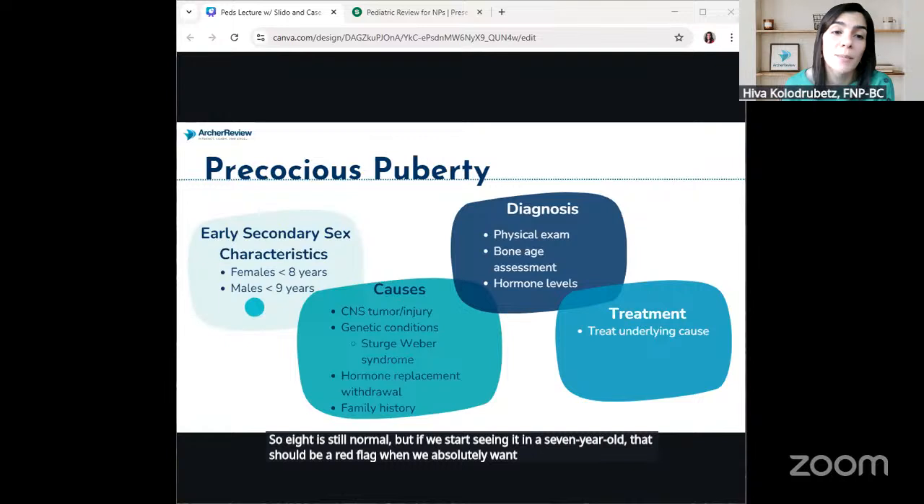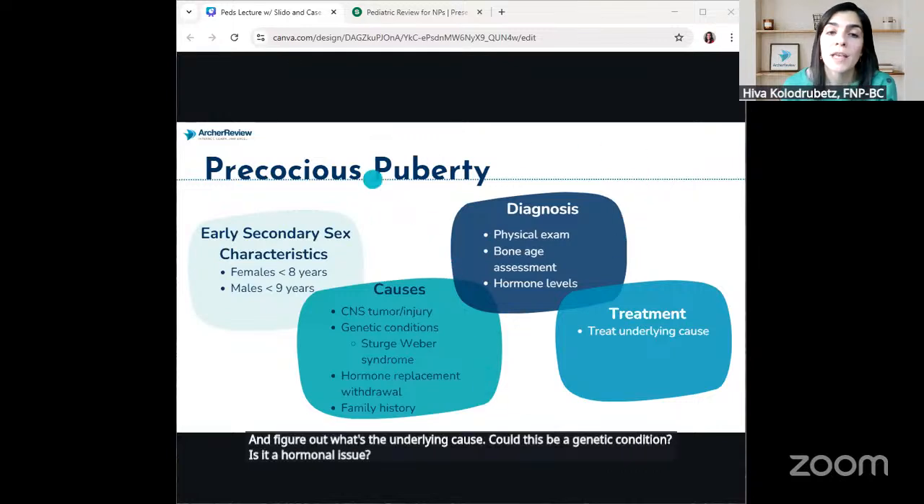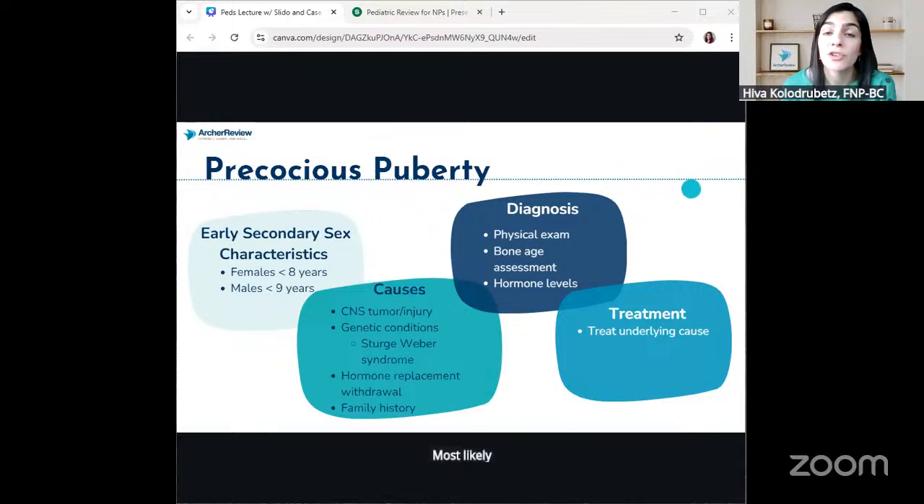If we see it in our boys less than 9, again, 9 years old is normal. If we see it less than 9 years old, that's a red flag. We really want to do our due diligence, figure out what's happening and figure out what's the underlying cause. Could this be a genetic condition? Is it a hormonal issue? Most likely you're going to be sending this patient off to a pediatric endocrinologist to be doing the workup.